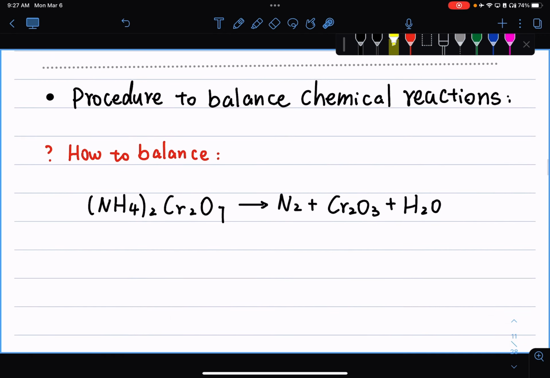For example, we can have this chromium complex decompose to form nitrogen gas, chromium oxide, and water. This becomes less intuitive in how to quickly write out a balanced chemical reaction. So we have a procedure we can use, but if you have other procedures that work for you, feel free to use your own procedure. I only ask for balanced chemical reactions at the end.